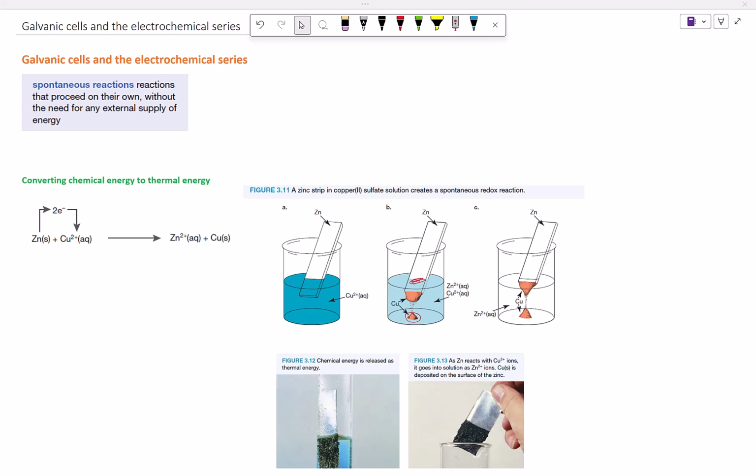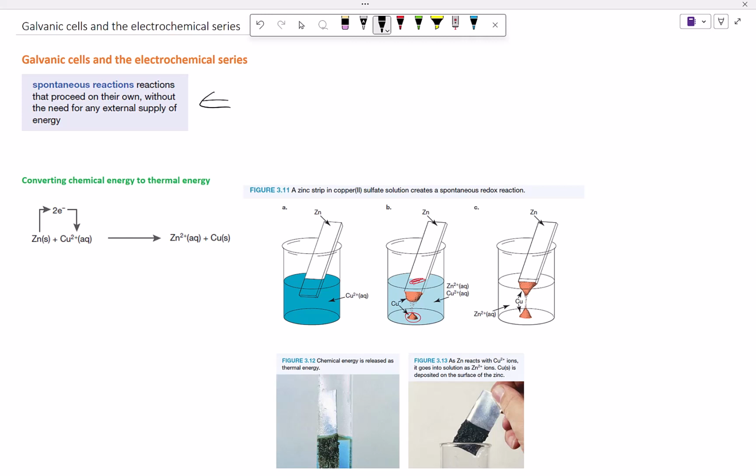So we're going to talk about galvanic cells and electrochemical series. And the reason I've got spontaneous reactions up the top is because a galvanic reaction is a spontaneous reaction, or what happens in a galvanic cell. Basically, a spontaneous reaction is one that can proceed on its own. You don't need to apply any sort of external energy to it for it to occur. You put the right components in, and the reaction will start.